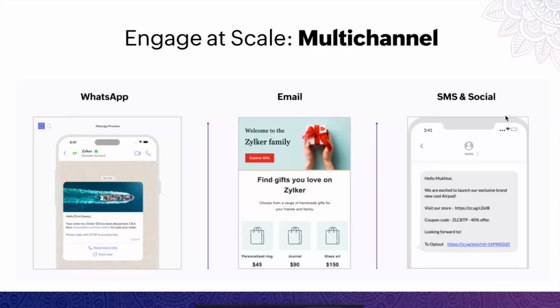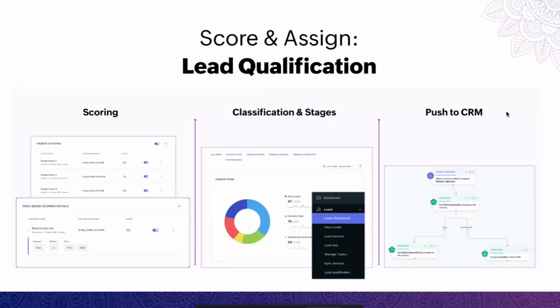And as I said, how you engage with them, how you drive these communications, we have WhatsApp integration, we have email, and we have SMS and social. So you can leverage all these channels at different scale and run different kinds of promotions based on your businesses. And once you start engaging with them, or once you start making that initial conversation, you start scoring them.